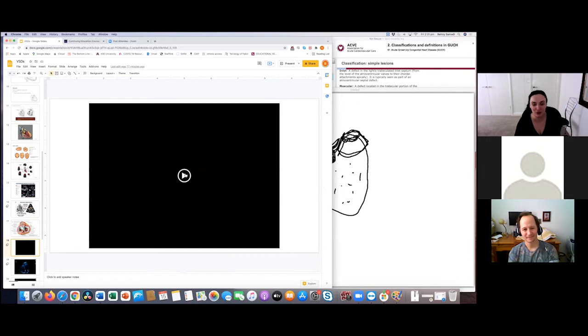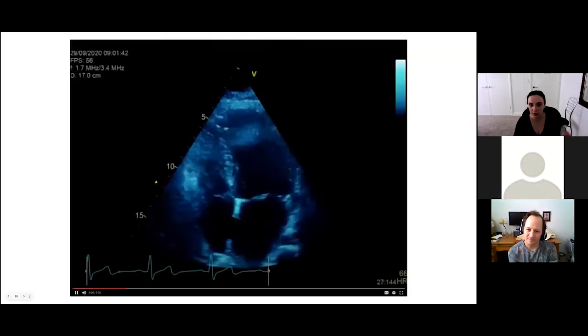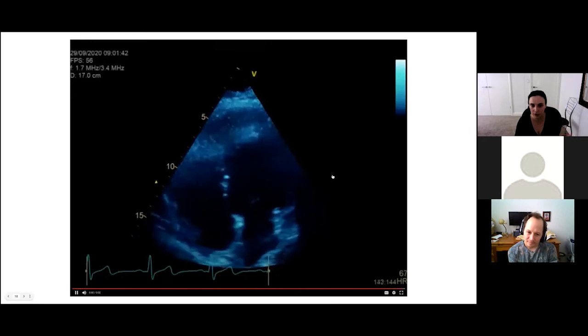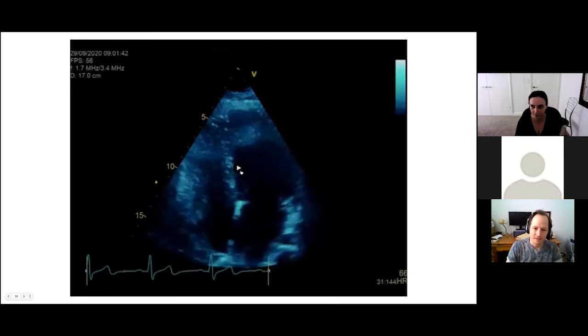So I've got some cases, probably more in line with what we'll see. So I'll play it and you tell me if you can pick what's going on. The first one's just a 2D echo, there's no color, just to orientate you. So what view do we have here? Apical four. Yep, cool.